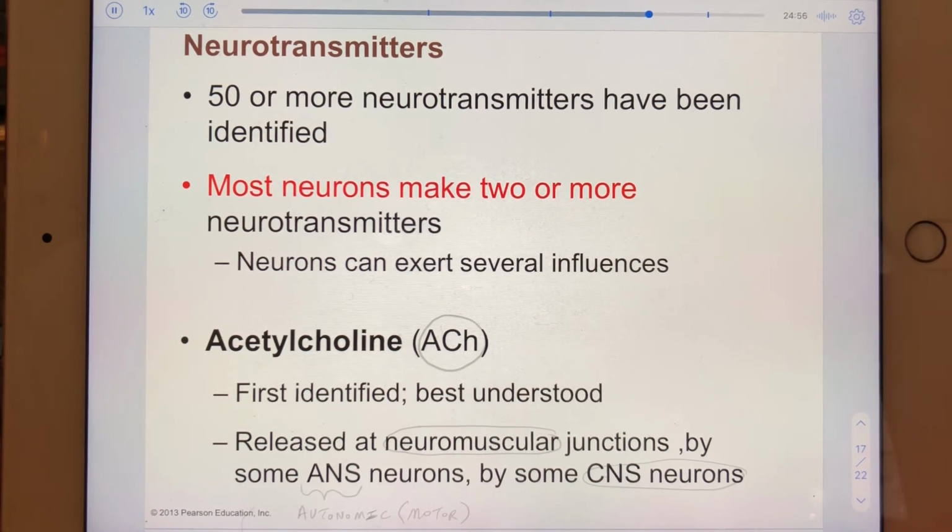The most studied, the first to be identified, and therefore the best understood neurotransmitter is acetylcholine, which is very commonly abbreviated capital A, capital C, lowercase h. Okay? Acetylcholine is the neurotransmitter that is released from a presynaptic neuron that is a synaptic cleft away from a muscle cell. Okay? This means autonomic nervous system.